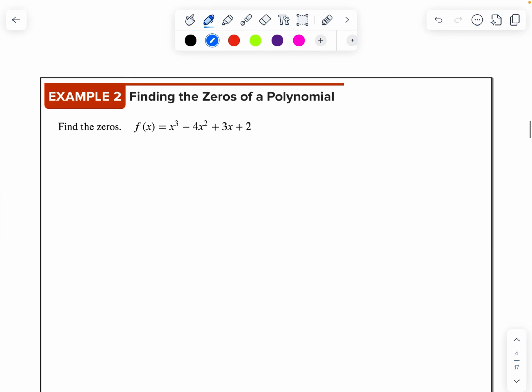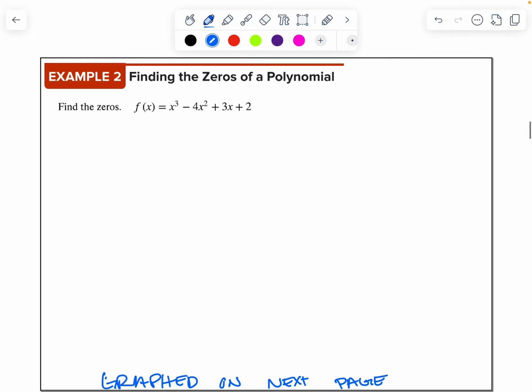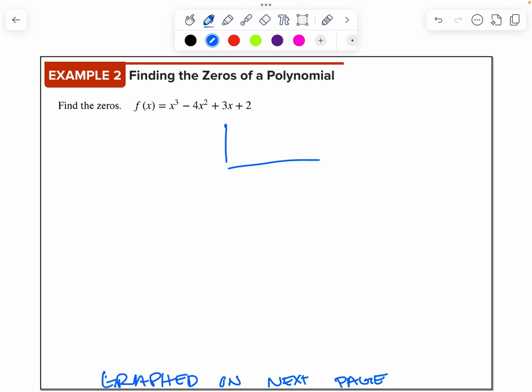Finding the zeros of a polynomial. All right, so here's what we'll do. We want to find the zeros. The way that we're going to find the zeros is by using synthetic division. And remember that if we get a remainder of 0, then we found a solution. We found a 0. The coefficients are 1, negative 4, 3, and 2.